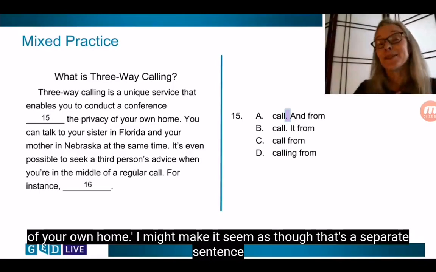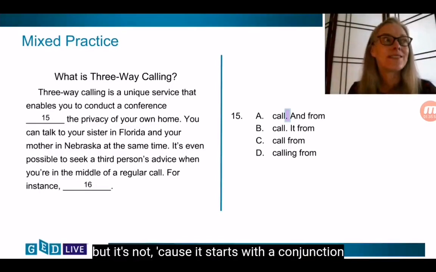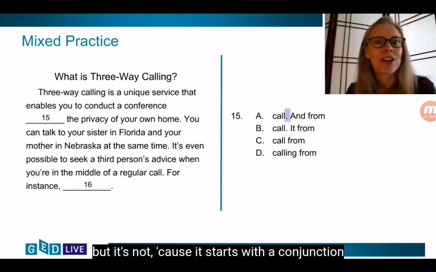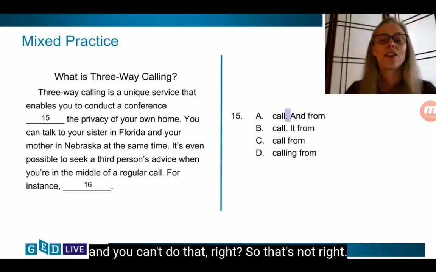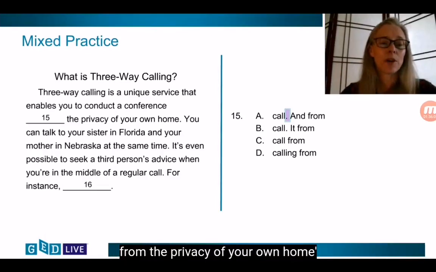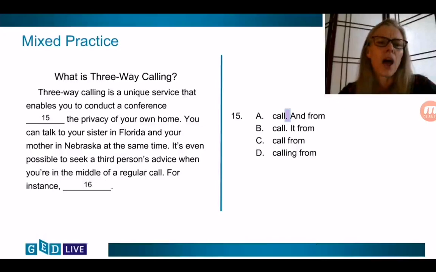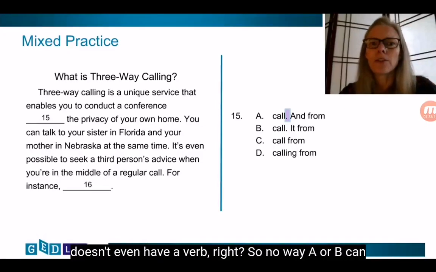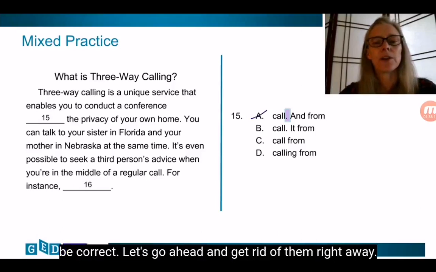I might make it seem as though that's a separate sentence, but it's not, because it starts with a conjunction, and you can't do that, right? So that's not right. Likewise, B doesn't make any sense. "It from the privacy of your own home" doesn't even have a verb, right? So no way A or B can be correct. Let's go ahead and get rid of them right away.